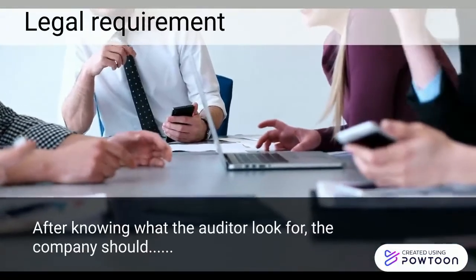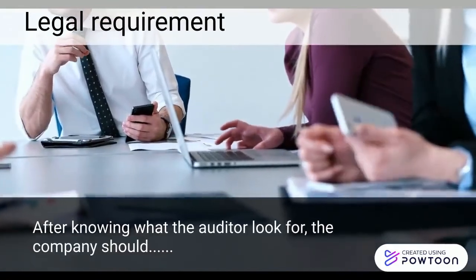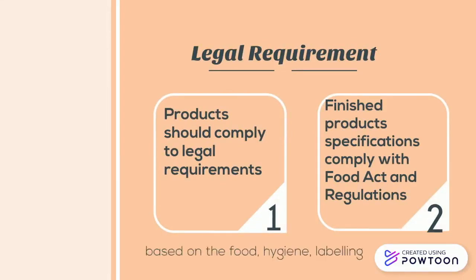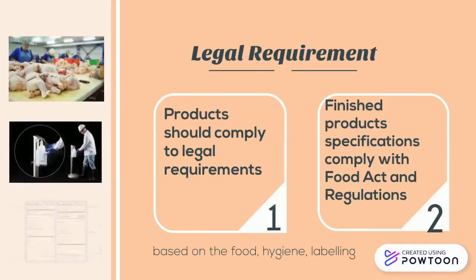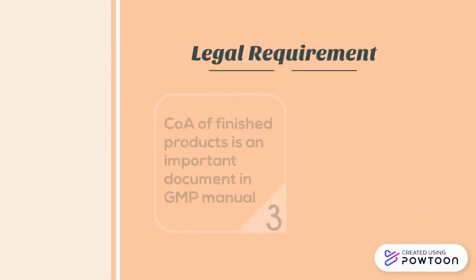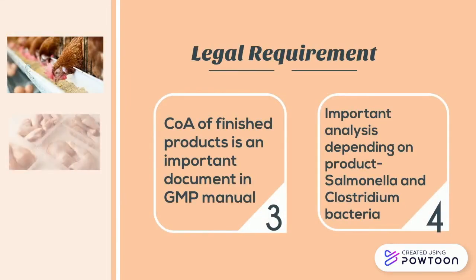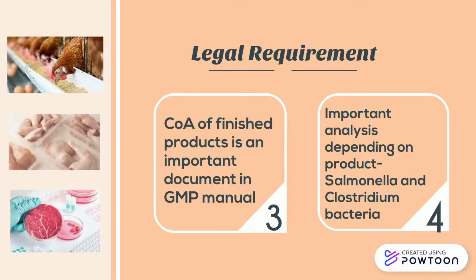After knowing what the auditor look for, the company should, hence, the management team should monitor the processing line from time to time to ensure GMP compliance based on food, hygiene, and labeling. Microbiology tests should be carried out as raw meat or poultry processing is a special risk in food industry. This is because it helps to prove that the quality of the fresh chicken is safe to consume and ready to launch to the market.